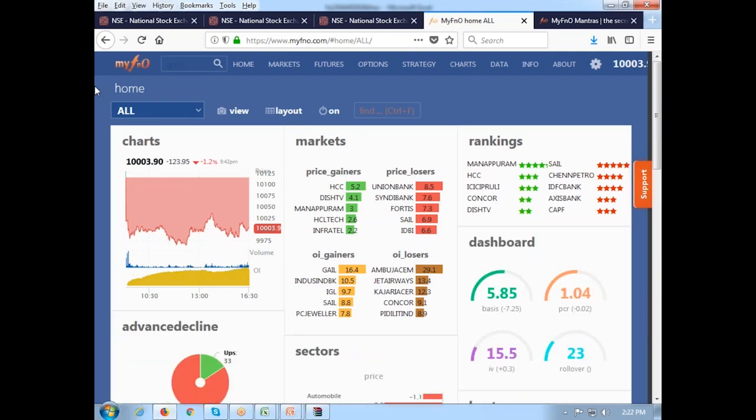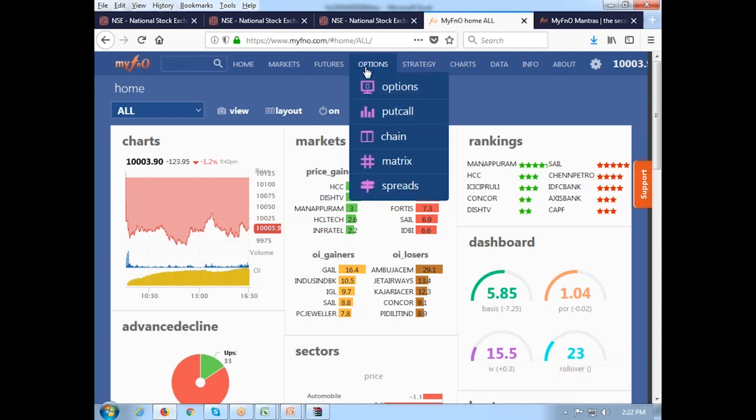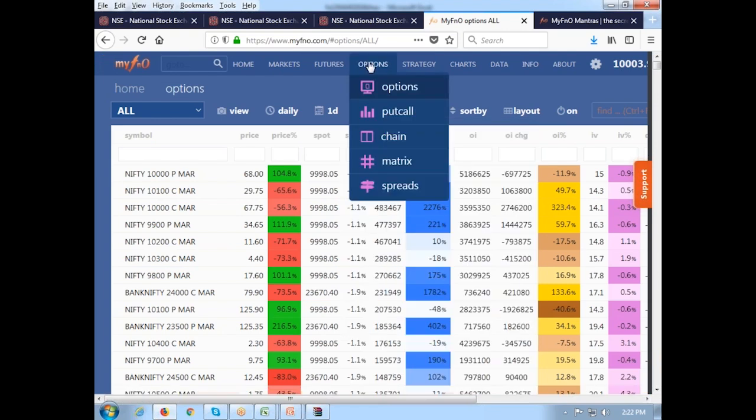This is the dashboard. This is the home page. I'm not going to discuss more of this because in the walkthrough video, he has already explained a lot of things. So I'm not going to redo it. Let me focus on where you will get the data and the beauty of how to see it. So I'll directly go to options. The tabs in options are options, put call, chain.